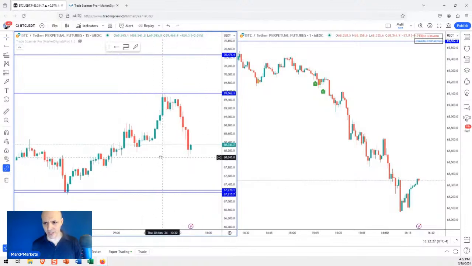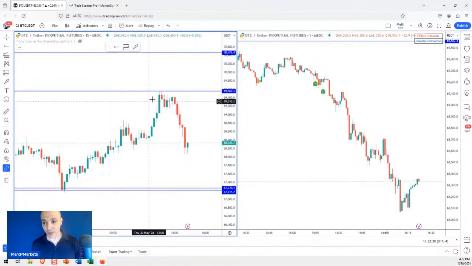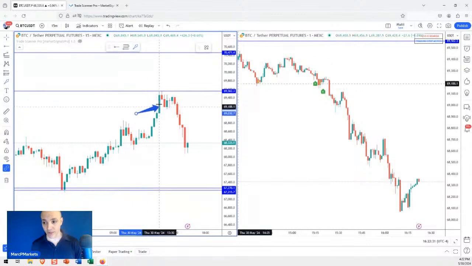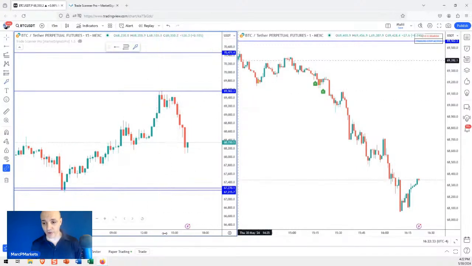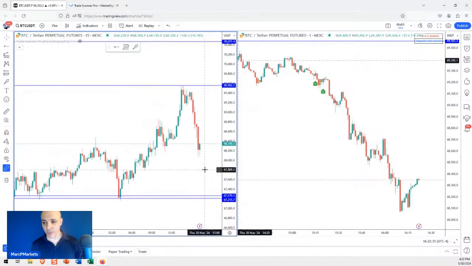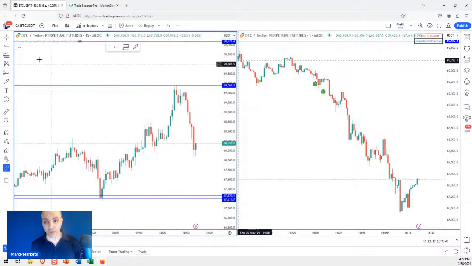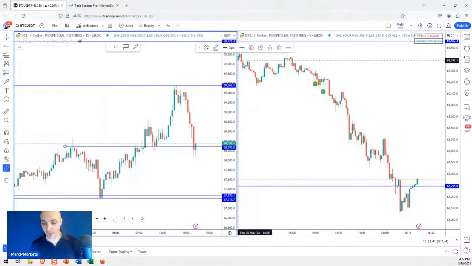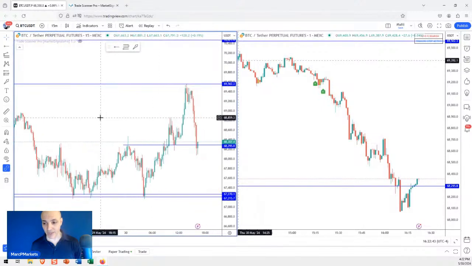Now, so I'm on a 15-minute over here. These levels are still relevant from my larger time frame. They're still relevant. The problem is we're nowhere near them. So the question is, can I find other levels, maybe more minor levels, that would make sense for a small time frame trade? And the answer is yes.